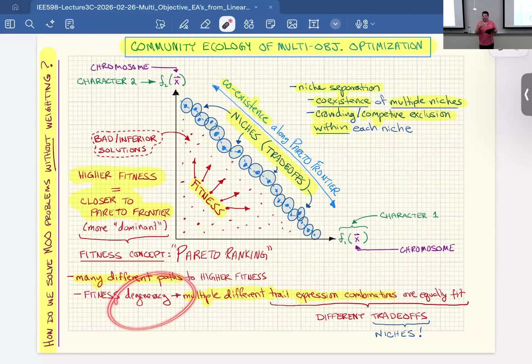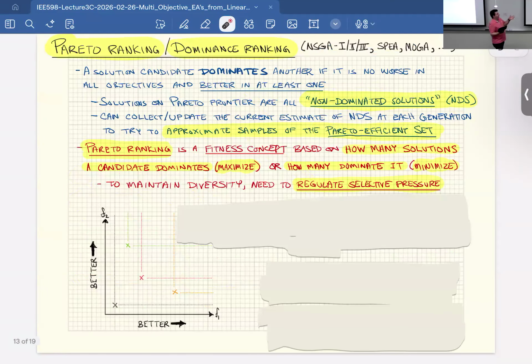Fitness degeneracy has a pro and a con. The pro is that it allows for multiple paths to get to the plateau. The con is that it makes it difficult to maintain diversity across the plateau. All right, so that's the general perspective. We're going to see the term niche come up over and over again, and there will be a lot of hints of community ecology throughout all of this. So why don't we start to introduce Pareto ranking? This will bring us almost to the end, and we'll be able to wrap up next time.